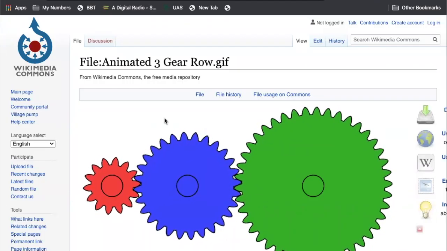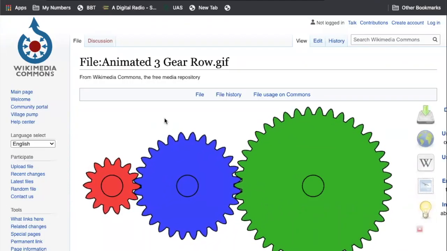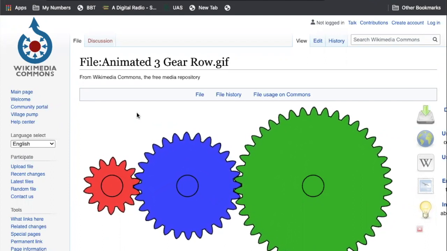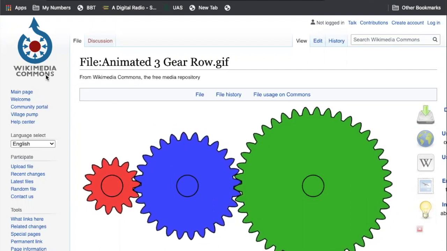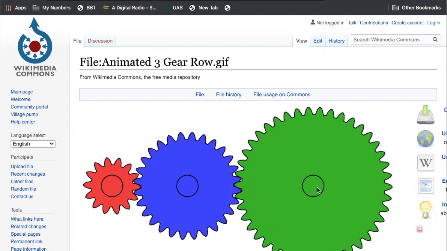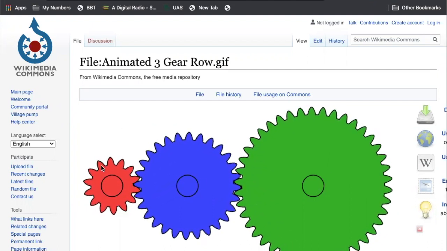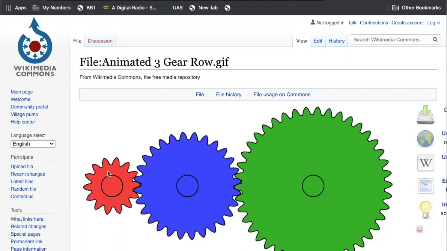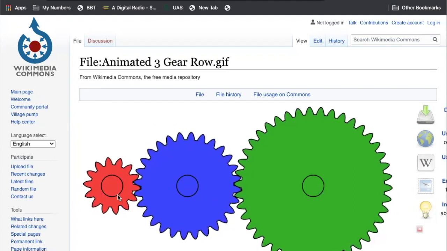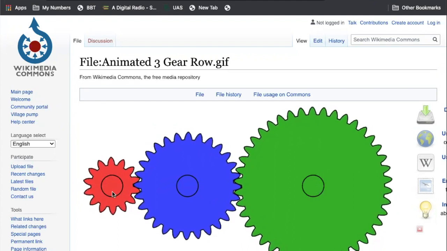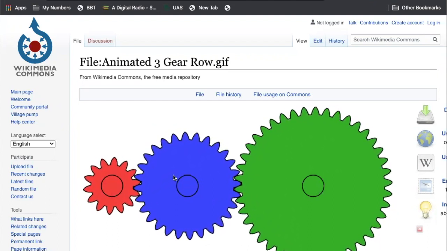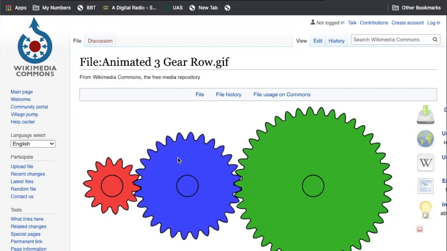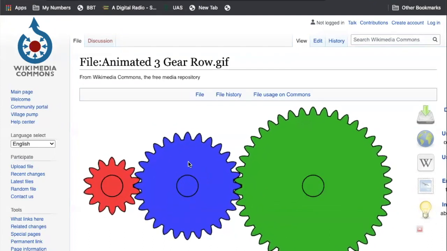Okay, this video is covering the idea of simple gears. I have an animation here that I found on the Wiki Commons page of three gears that are rotating. Now let's think of the red gear as being the driving gear. You notice that's rotating clockwise. It's forcing the blue gear, which I'll call gear B, to rotate. It's actually rotating in the opposite direction.